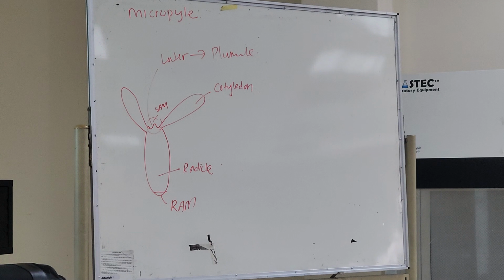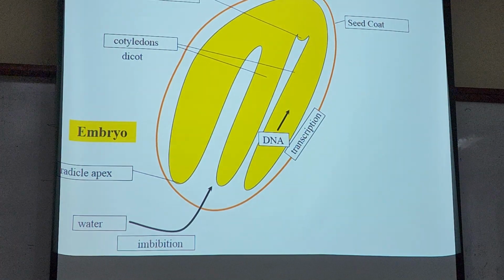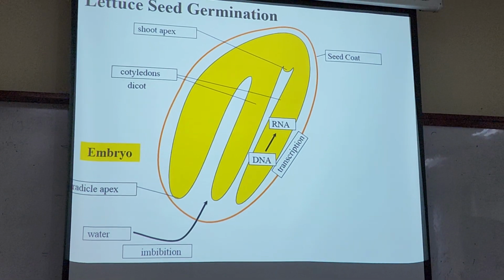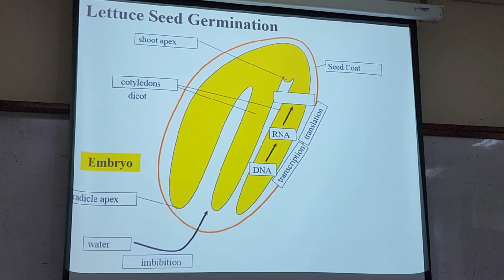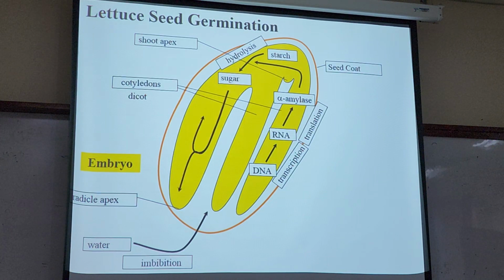Right. Okay, water imbibition. Then you're going to get pretty much like what you saw in Bali earlier. DNA transcription to give rise to RNA to make what? Alpha amylase. And alpha amylase will do what? Sugar to do the from starch. That's correct. Hydrolyze, you get your sugar. And then that's when you get your growth of your radical. This is why the moment the seed germinates, you're going to see the radical first. This is the reason.